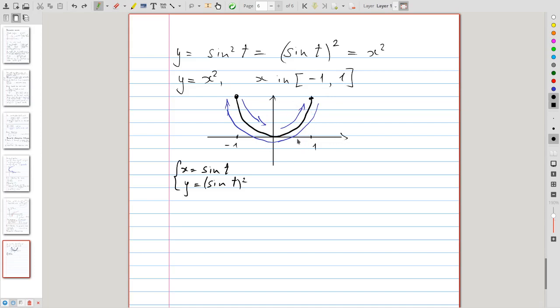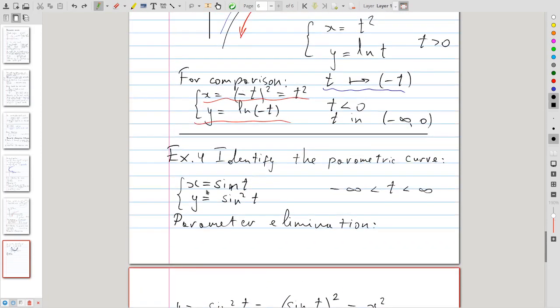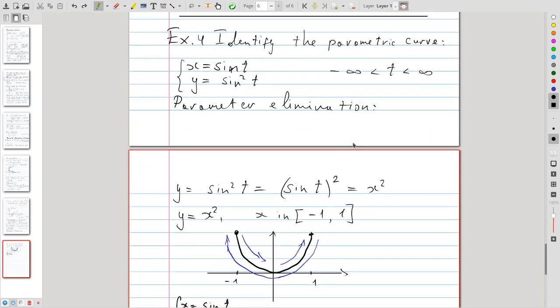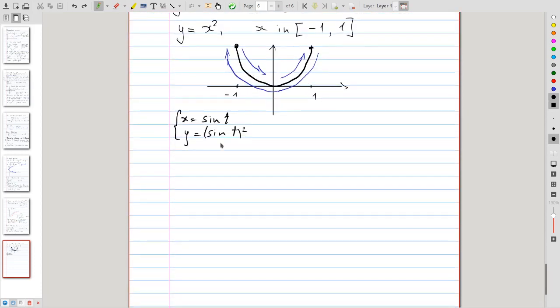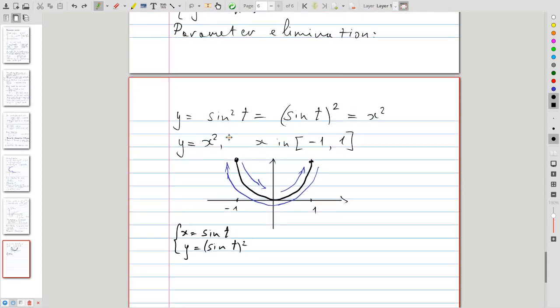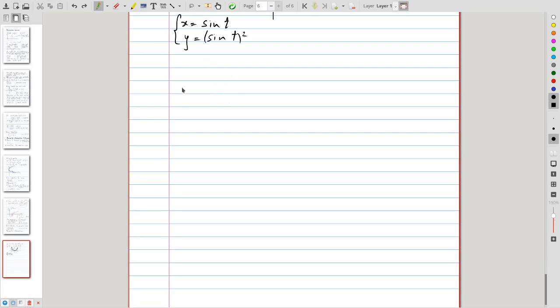So this is another instance where parameter elimination is much easier if you just observe, by looking directly at the expressions for x and y, that y can be expressed through x. So here it is much easier to do it this way than to express t through x first and substitute that into y. So for comparison, the approach that we applied previously here would give us something like this.